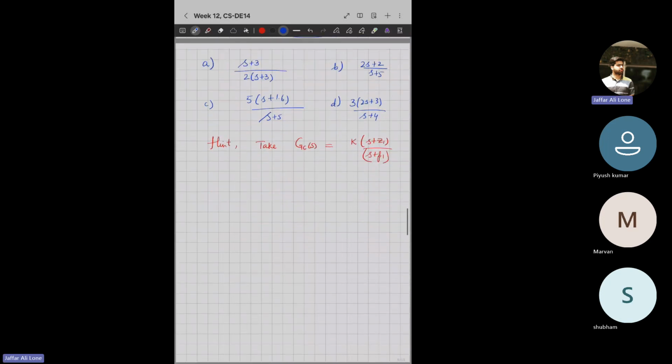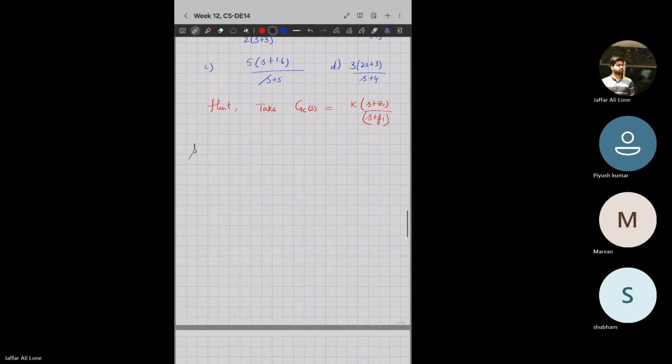Let me solve it as well. So this is the compensator transfer function. So what will be the transfer function of the closed loop system? My net transfer function, which is C(s) over R(s), will be equal to Gc(s) G(s), it's a negative feedback, over 1 plus Gc(s) into G(s).